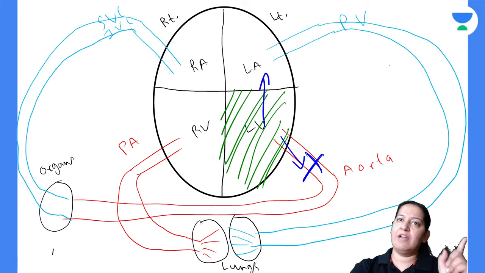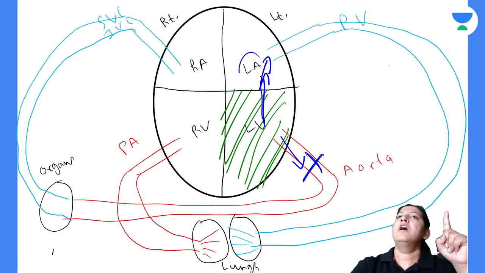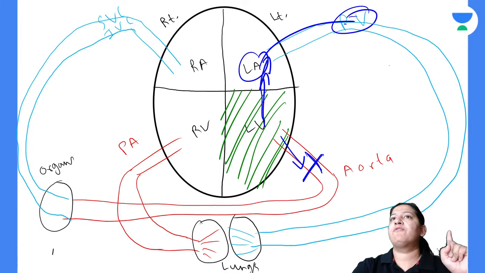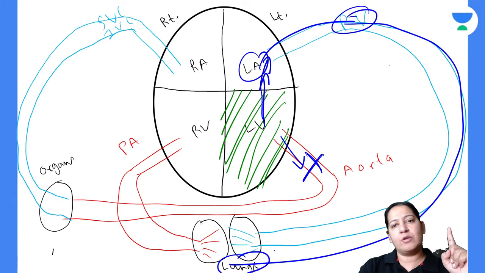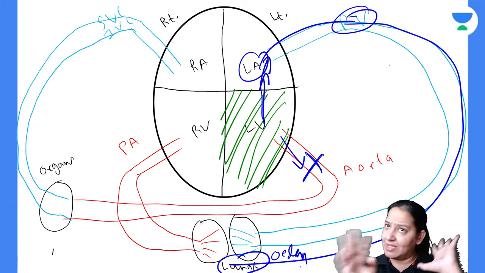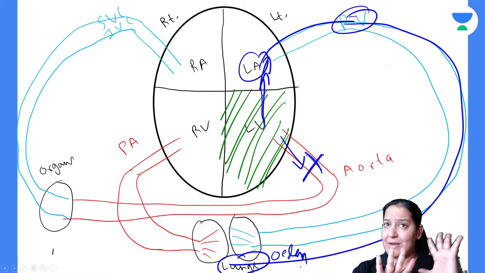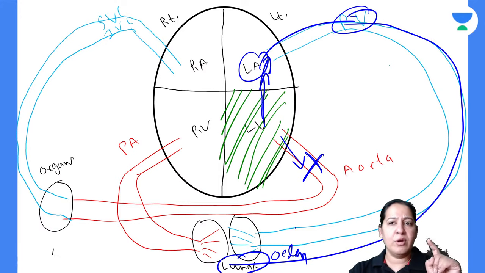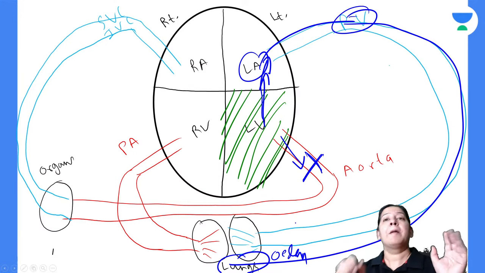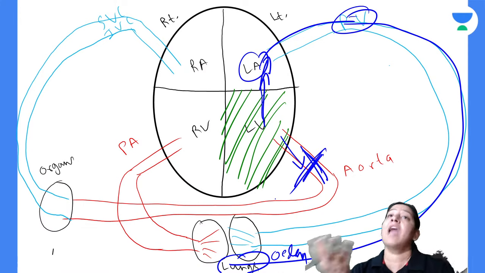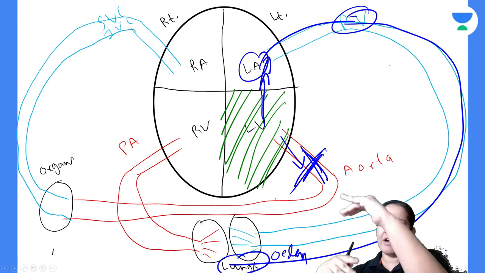It will go backward into the left auricle. From the left auricle, it will go to the pulmonary vein. From the pulmonary vein, it will go to the lungs and cause edema in the lungs. I'm not explaining this this time. We have already studied it. It is due to increased hydrostatic pressure. But blood will not go ahead. Blood is going backward, causing edema in the lung.